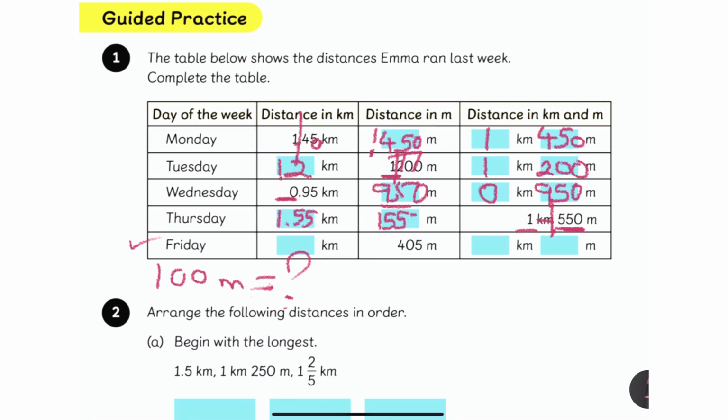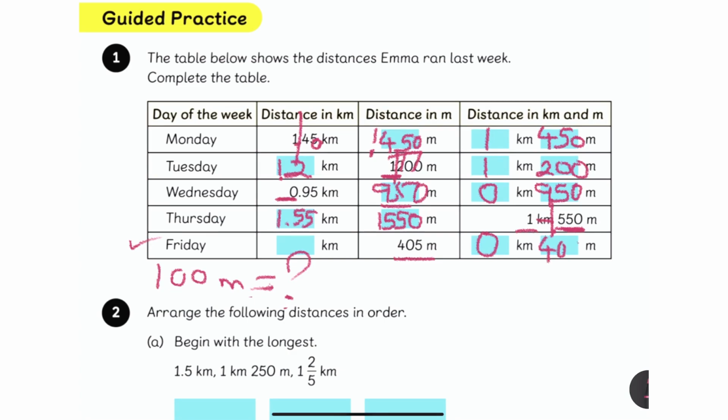Right? All right, let's go to the Friday now. Again for Friday, you see there's 405 meters. Would I have any kilometers straight away? No. Would I have meters? Yes, just straight away I will write 405, right?